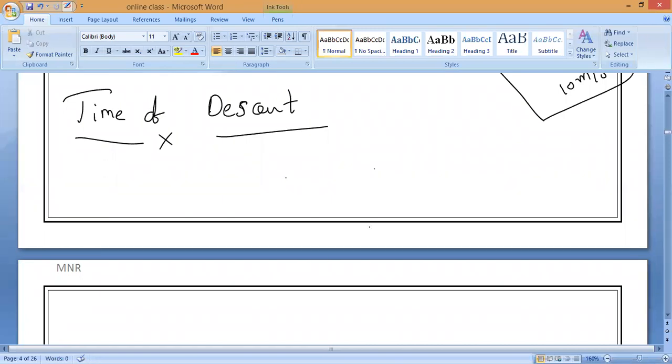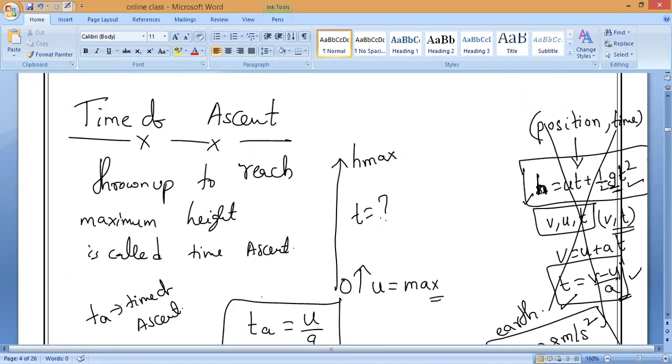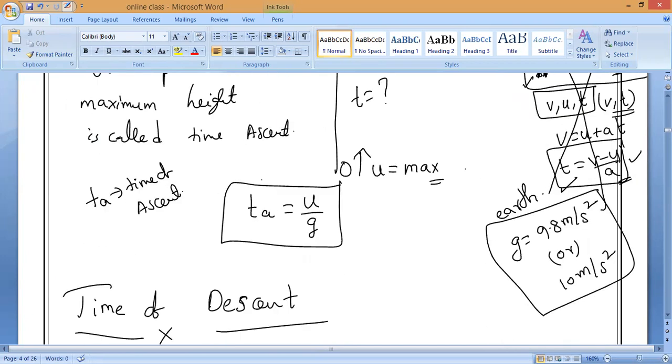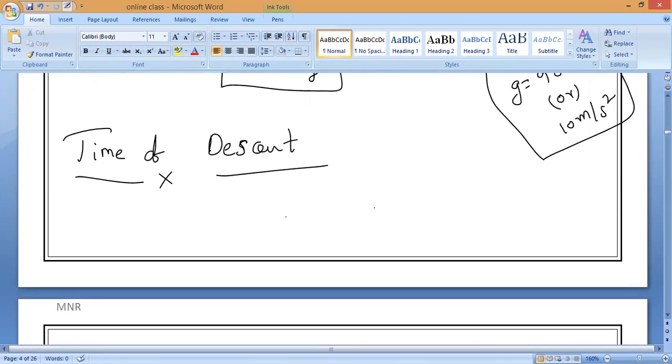Okay, so time of descent. Now, time of ascent means the total time taken to reach the maximum height. Now time of descent means the total time taken to reach the ground. Reaching the floor or ground is called time of descent. Is it okay, guys? Everybody?